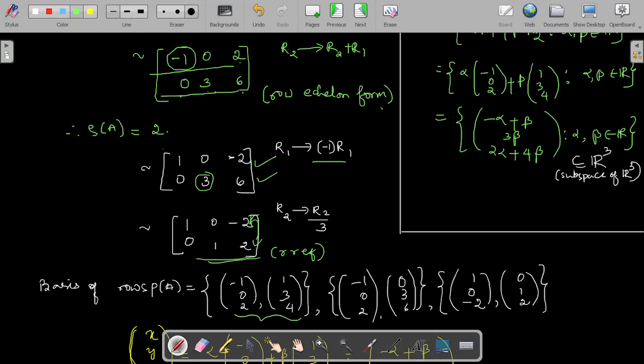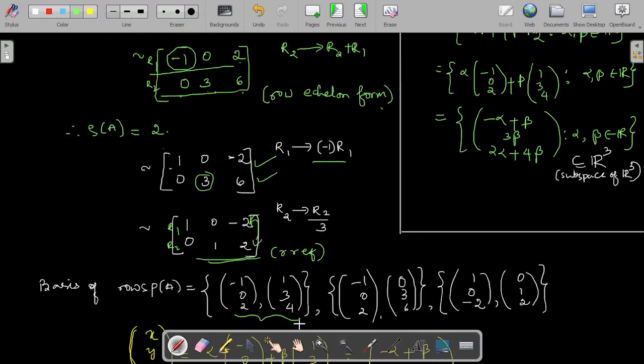The vectors which are in echelon form form a basis. The non-zero rows which are in row reduced echelon form give a basis. And here R1 and R2 in the row echelon form are linearly independent. So the corresponding rows of the given matrix also form a basis.